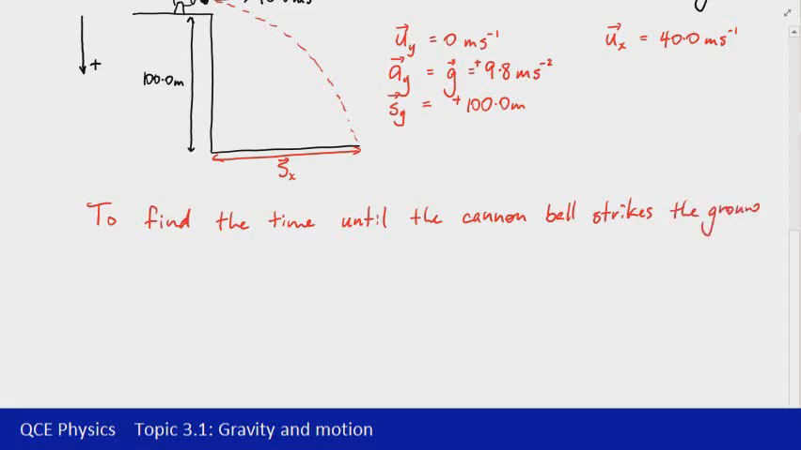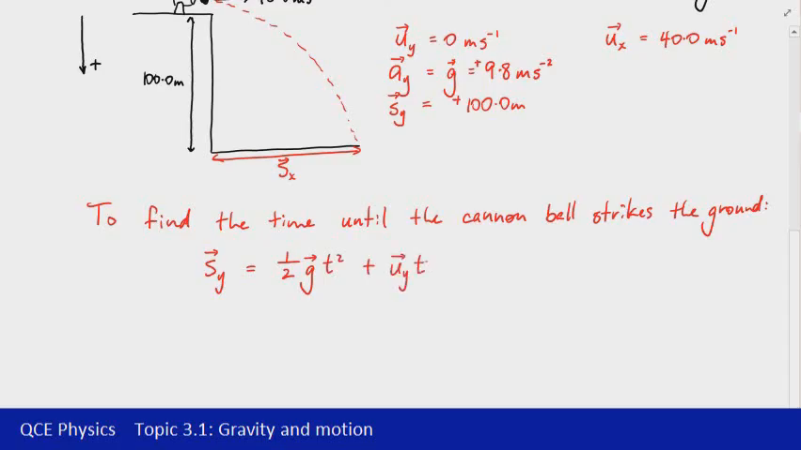And that then means that we need to have an equation that incorporates time. So if we've got the initial velocity, the acceleration, and the displacement in the vertical direction, we can use the equation y is equal to half gt squared plus uy t.